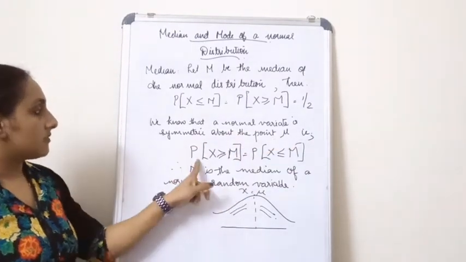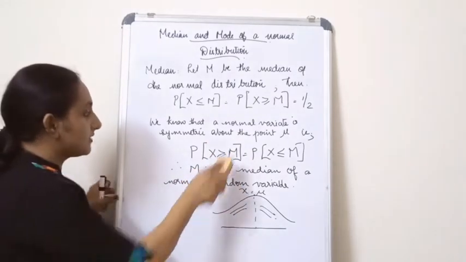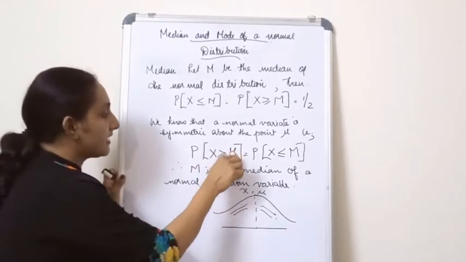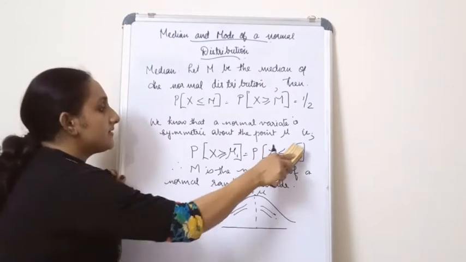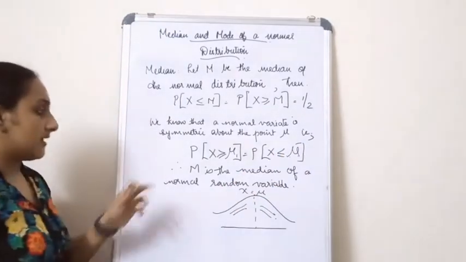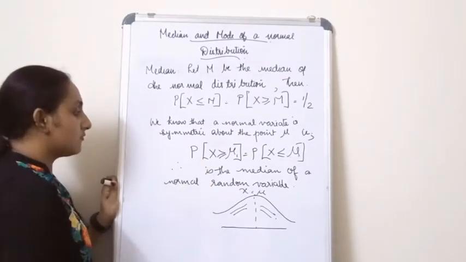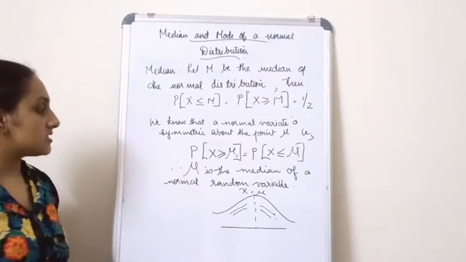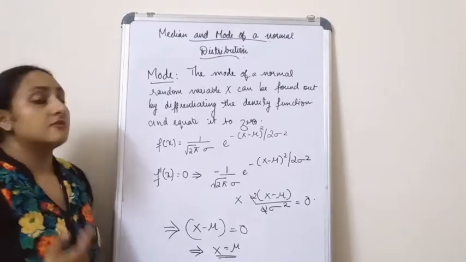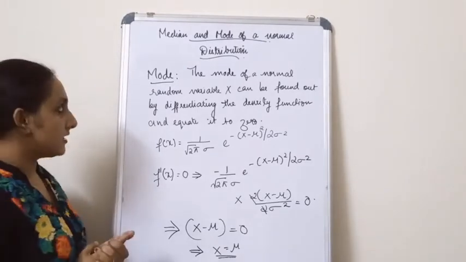So we know that a normal variate is symmetric about the point mu. That is, the probability of x greater than or equal to mu is also equal to the probability of x less than or equal to mu. Therefore, mu is the median of the normal random variable x. Now this is the mode of the distribution, that is, the mode of a normal distribution.